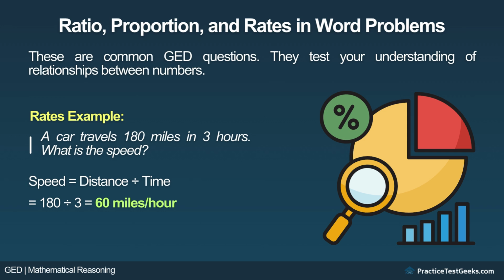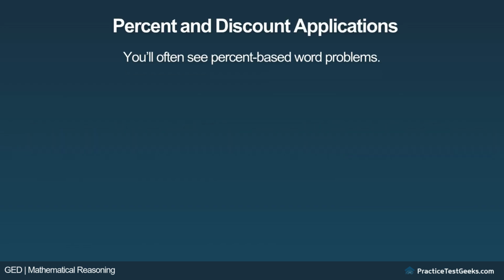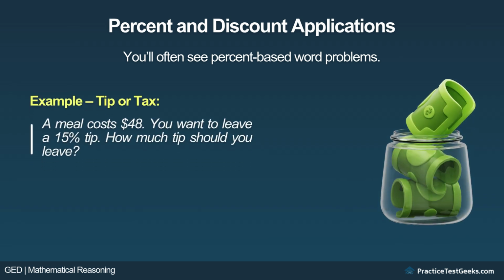GED success. Let's move on to another real-life math skill you'll definitely see on the GED, working with percentages, especially tips, taxes, and discounts. You'll often see percent-based word problems. Example, tip or tax. A meal costs $48. You want to leave a 15% tip.